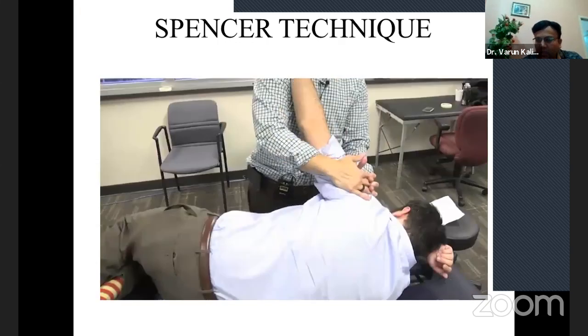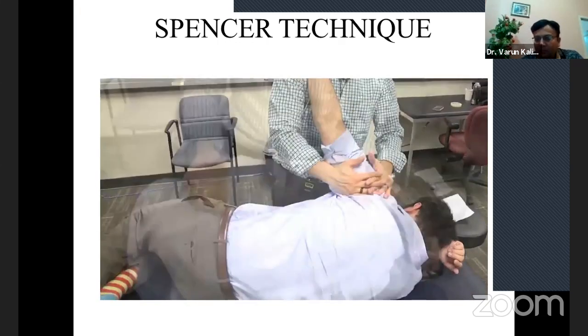Here we have to note, except the joint pump, all the movements performed by the therapist will be resisted by the patient. That is the MET. We have to use MET, muscle energy technique, along with this Spencer technique to gain much more benefit, so that the patient can get much more benefit and he will gain much more range of motion.